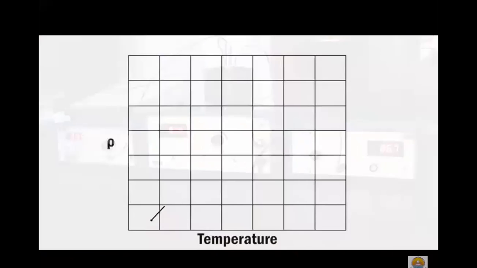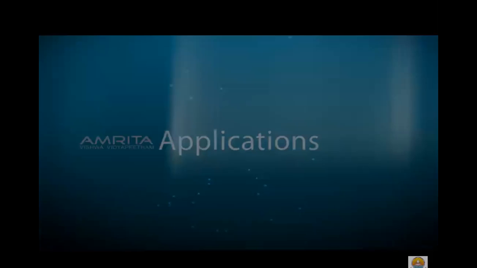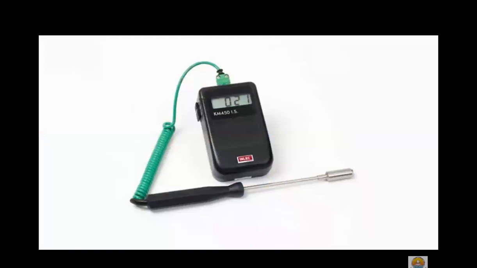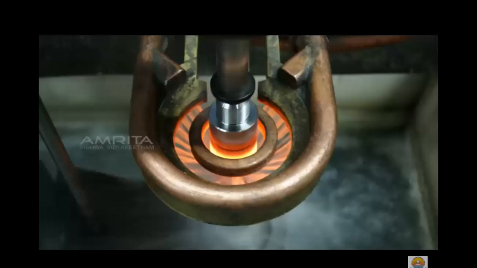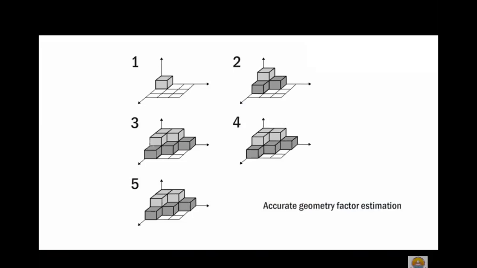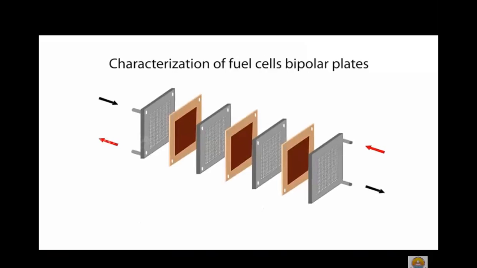An oven is provided with a heater to study the variation of resistivity of the sample at different temperatures, to plot the variation of resistivity with temperature. Applications: remote sensing areas, resistance thermometers, induction hardening process, accurate geometric factor estimation, characterization of fuel cells by polar plates.